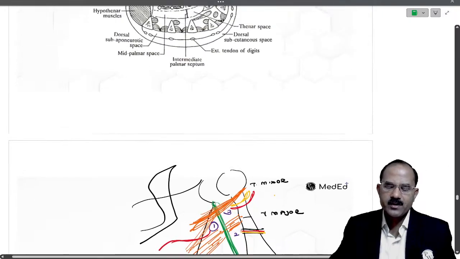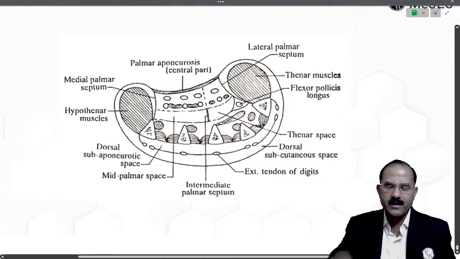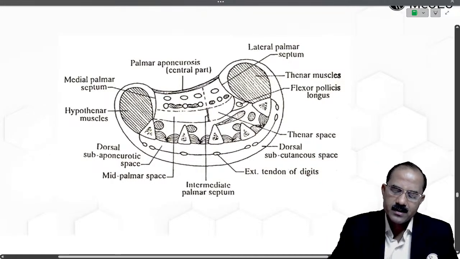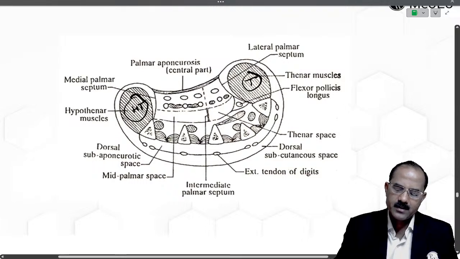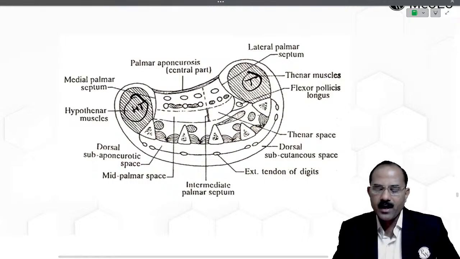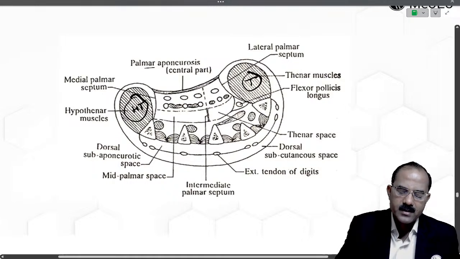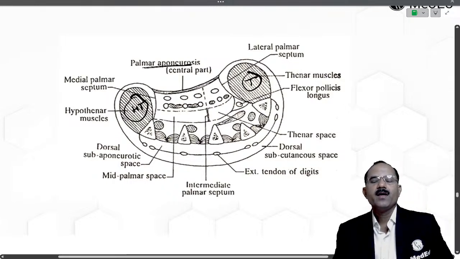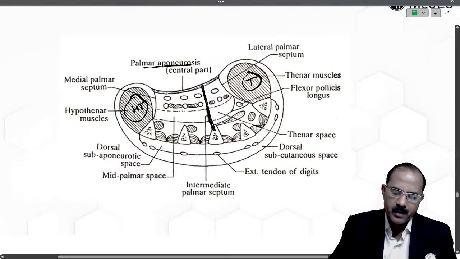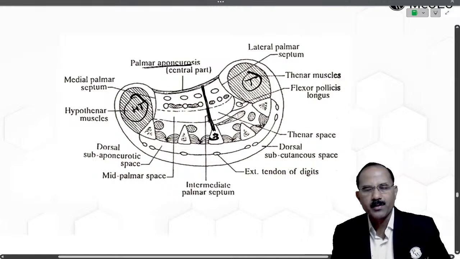Okay, so that's about the spaces in the arm. And coming to the last one, the spaces of the hand. So tell me now, this is the thenar eminence. That's the hypothenar eminence. These are the metacarpal bones. That's the palmar aponeurosis. We draw a septa from the palmar aponeurosis to the third metacarpal bone.